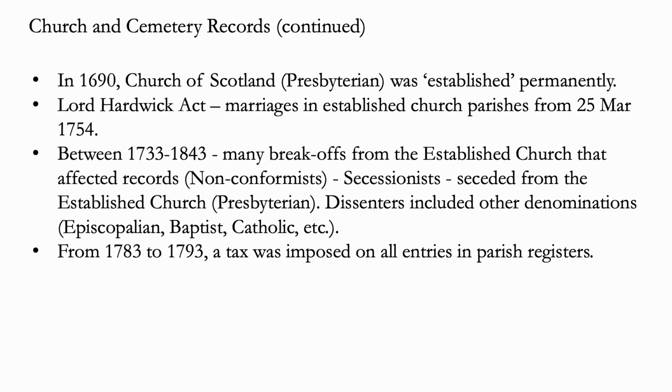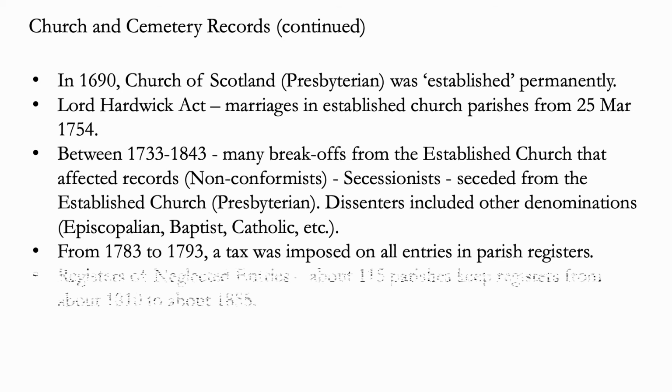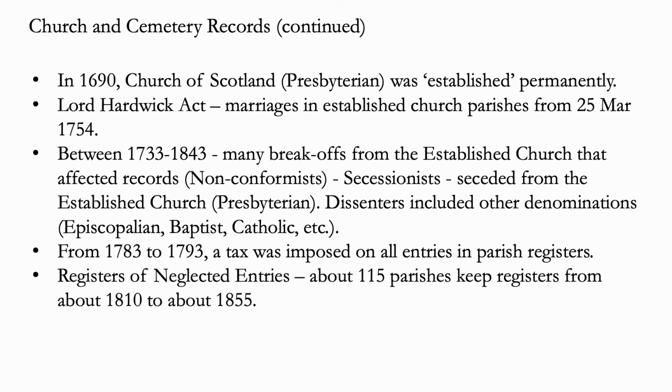From 1783 to 1793, a tax was imposed on all entries in parish registers. The Register of Neglected Entries was set up following the introduction of statutory civil registration in 1855. It records births, deaths, and marriages proved to have occurred in Scotland between 31 December 1800 and 1 January 1855, but which have not been entered in the old parish registers.